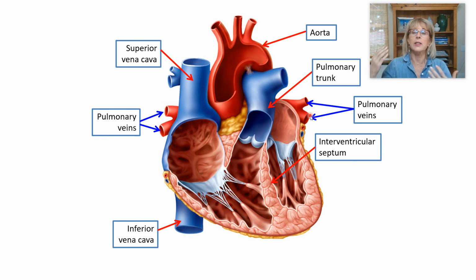Why? Because it lost all the CO2 waste it was carrying, it picked up oxygen, and now it's going to come back through the pulmonary veins and drop the blood off in the left atrium. The left atrium is going to push blood down into the left ventricle. And from the left ventricle, the blood is going to go out the aorta. You can't see that connection. And we will pick this up on our next video.